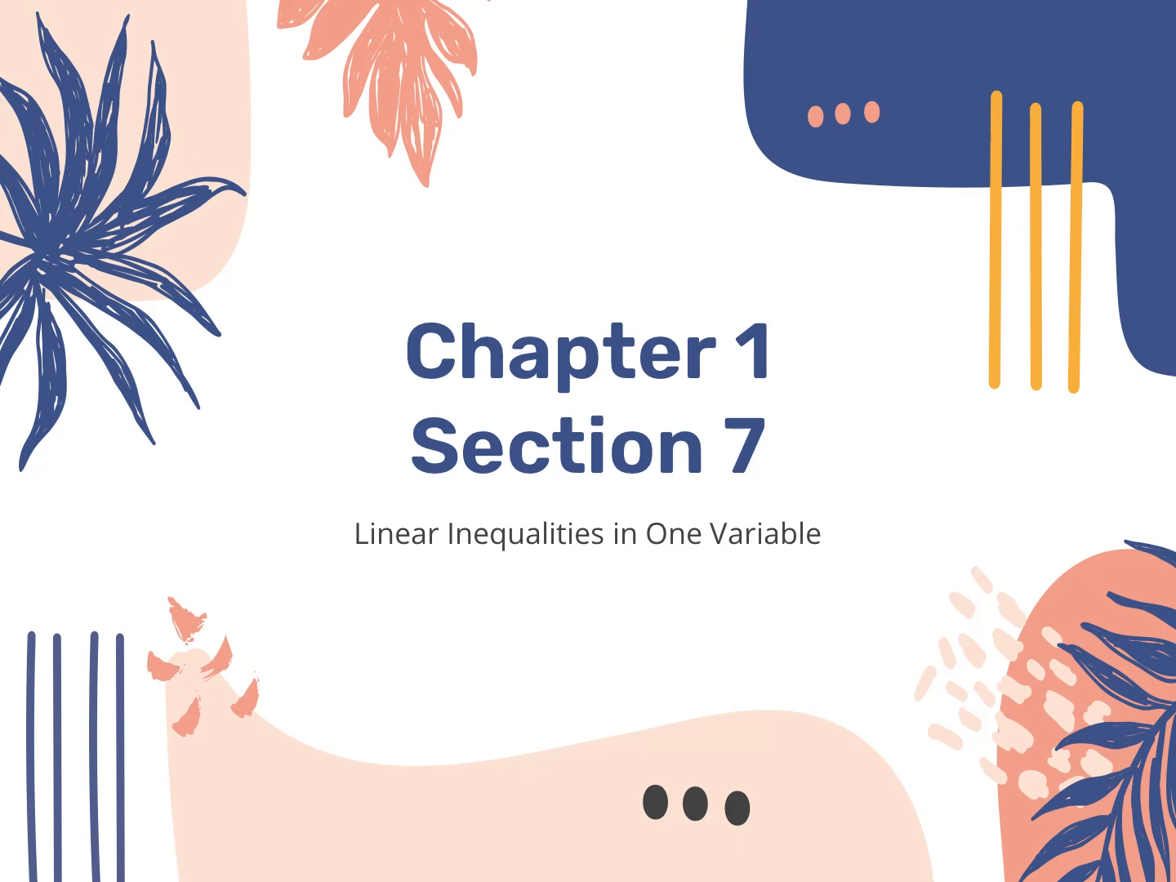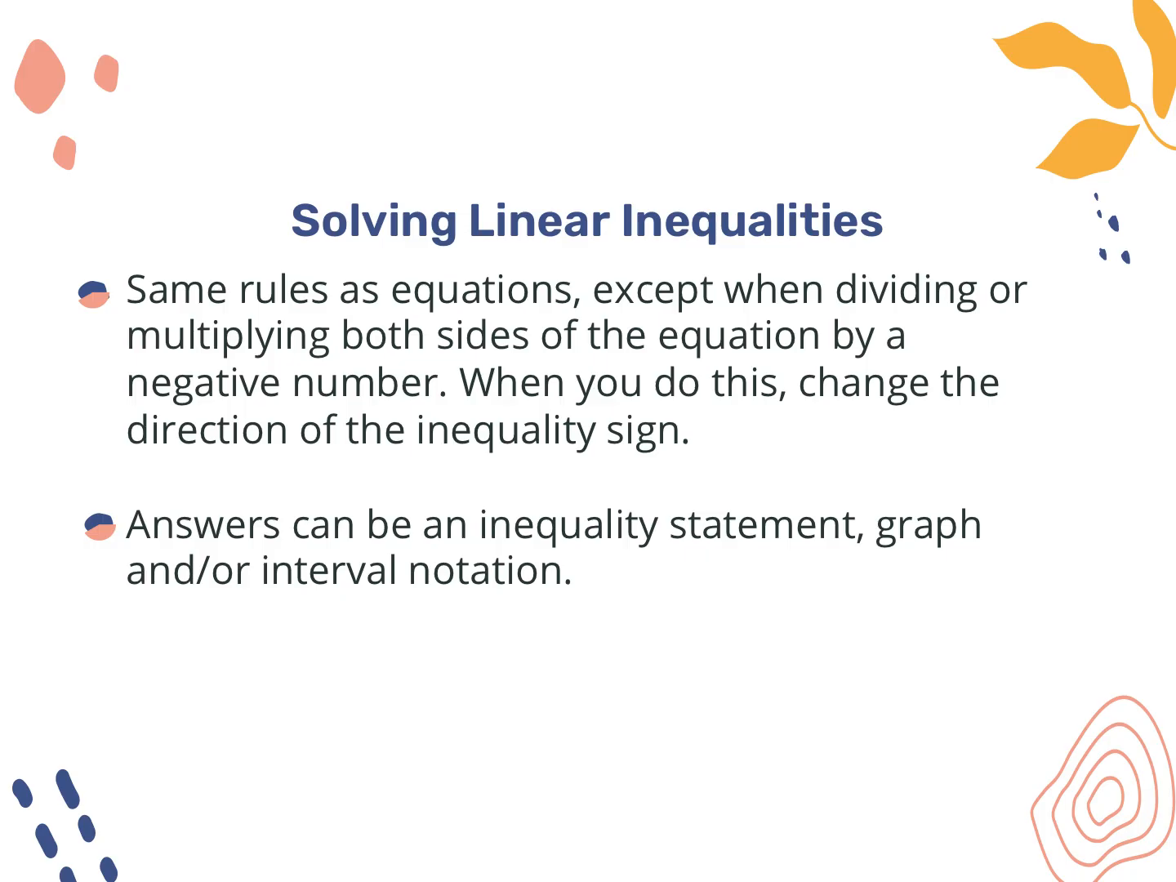All right, in this lesson, we're going to do chapter 1, section 7. We're going to do linear inequalities in one variable, and we're also going to do absolute value inequalities. Maybe you remember this from Algebra 1. We have inequalities that are solved exactly the same way as you would a linear equation. It's the same exact rules, except when you're multiplying or dividing by a negative number, the direction of the inequality symbol flips.